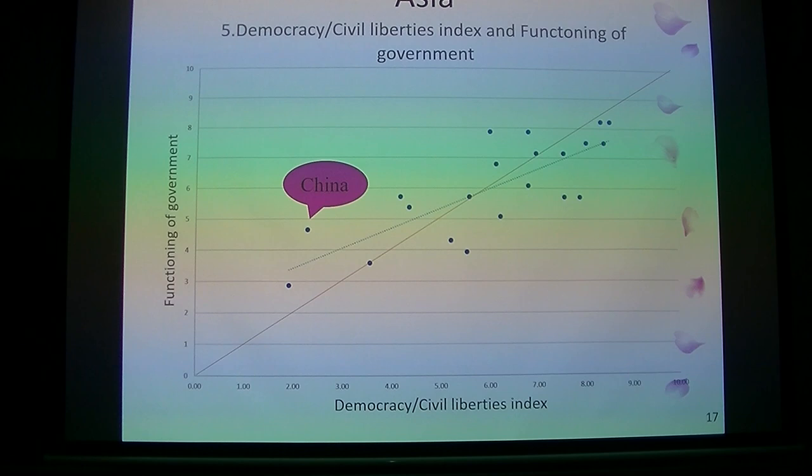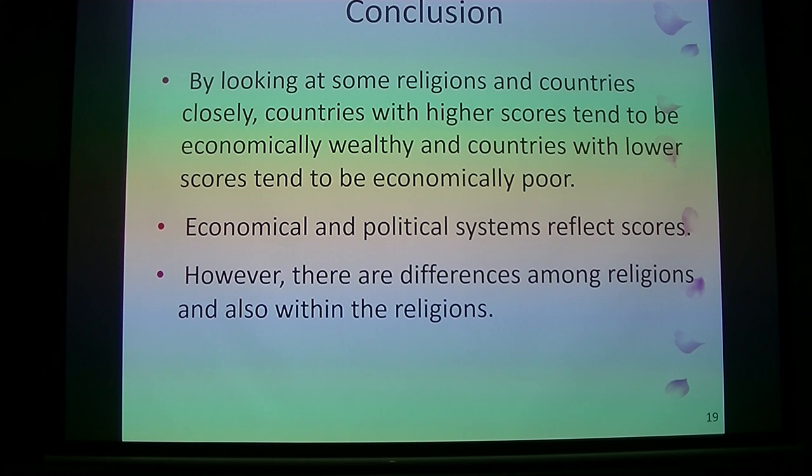So to conclude what I've talked about, by looking at some regions and countries closely, the countries with higher scores tend to be economically wealthy, and countries with lower scores tend to be economically poor. Also, there are economic and political reasons that reflect each variable, each score. So to answer my question, there is a relationship between democracy and civil liberties, and the political and economic system that each country has. However, there are some differences among regions, and also within the regions, like Greece, China, and Bosnia. It was very interesting for me to know that and to think about why it is happening and why it has been happening.